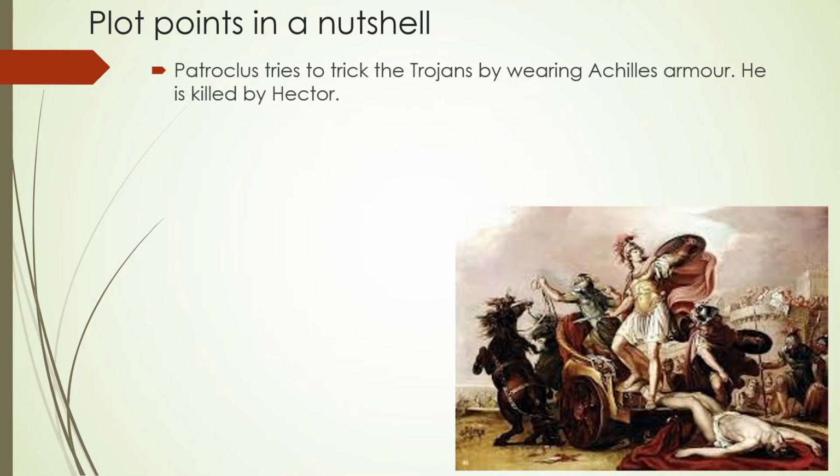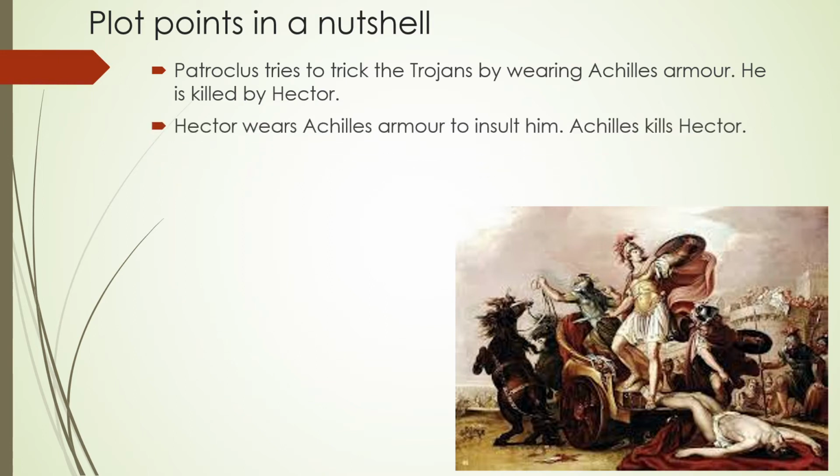Patroclus tries to trick the Trojans by wearing Achilles' armor. He wants to inspire the Greek troops. That's why he wears Achilles' armor, which ends up backfiring because Patroclus dies. Hector kills him, and then Hector's got his armor. Hector wears Achilles' armor to insult him, and then Achilles.